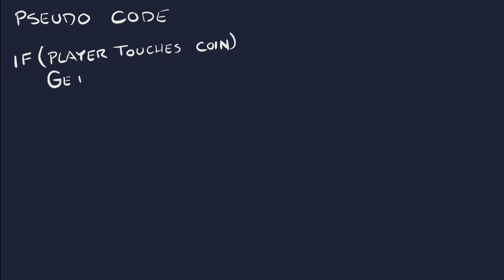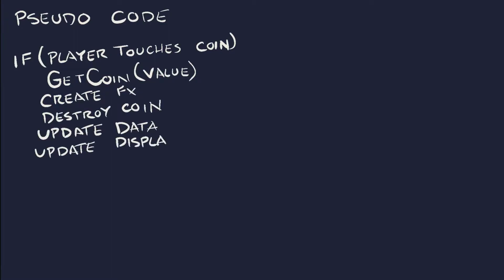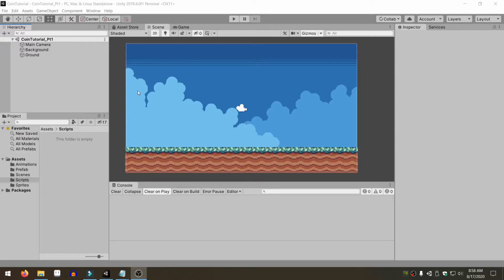Our general idea is if the player touches a coin, we need to get the coin value, create an effect, destroy the coin, update our data, and update our display. Let's do this. Here we are in Unity.